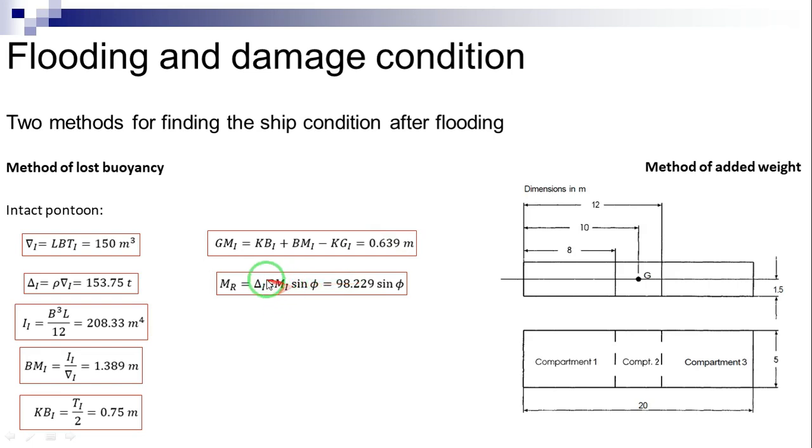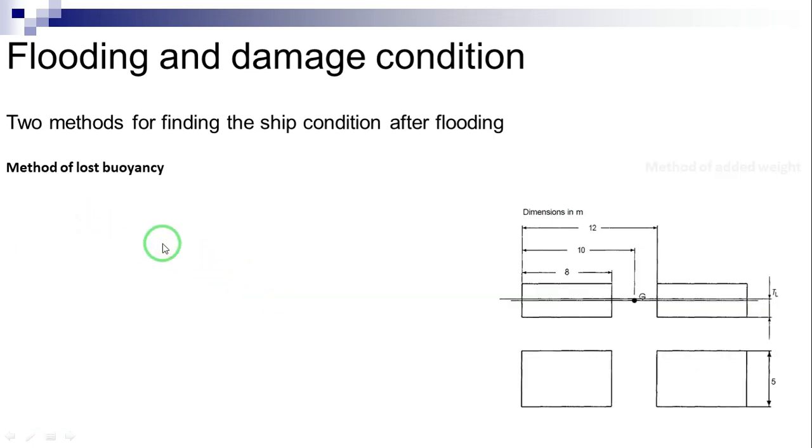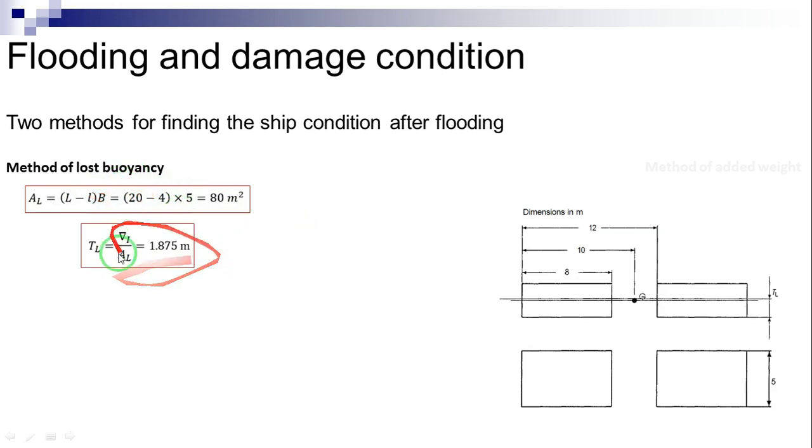Lost buoyancy. In the method of lost buoyancy, the flooded compartment does not supply buoyancy. As shown in this figure, the buoyant hull is composed only of compartments 1 and 3. After losing the central compartment, the waterplane area is equal to this equation. To compensate for the loss of buoyancy of the central compartment, the draft increases to this value.